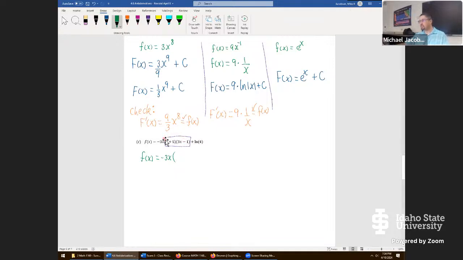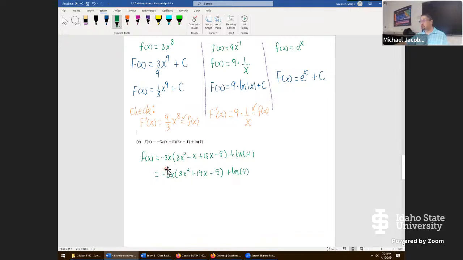So first, distribute the x into the group to the right, and you'll get 3x squared minus x. Distribute 5 into that same group to the right, and we'll get plus 15x minus 5. So distribution's complete. It goes plus natural log 4. It's pretty well expanded. Let's combine terms in the middle. We have 3x squared plus 14x minus 5 plus natural logarithm 4.